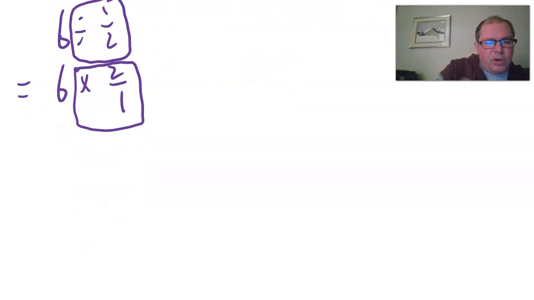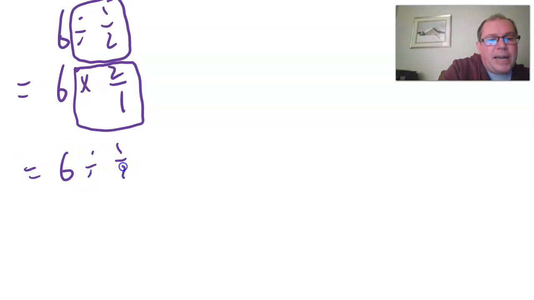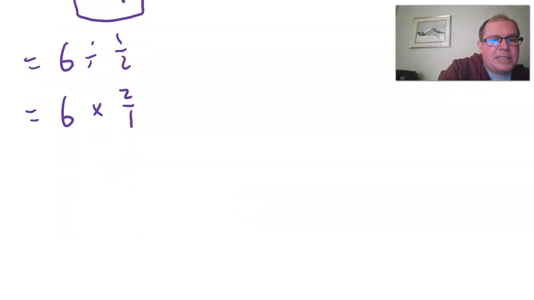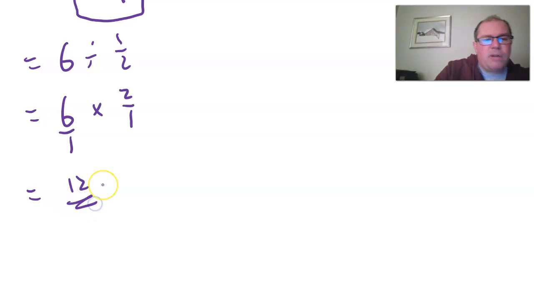So when I get a question like 6 divided by a half, what I do is change the divided by a half to multiply by the reciprocal. And then you just think of it as 6 over 1 times 2 over 1, which is 12 over 1, which is 12. Let's try another one. Let's do 10 divided by a third.